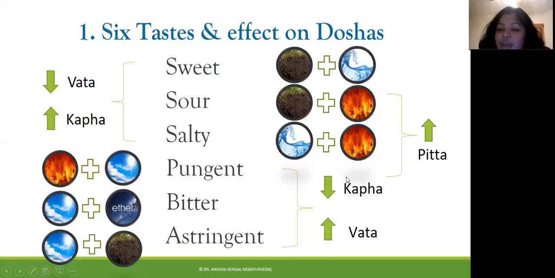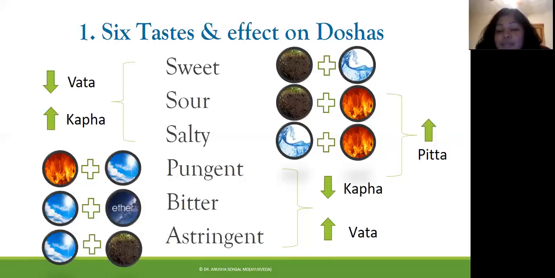pacify kapha because of their opposite qualities or opposite composition. So does that tend to make sense now? You can see here, these are similar in composition to kapha. They exhibit the same sort of qualities, that they are more heavy in nature, more moist, more unctuous, whereas those which aggravate vata are more light, more drying.